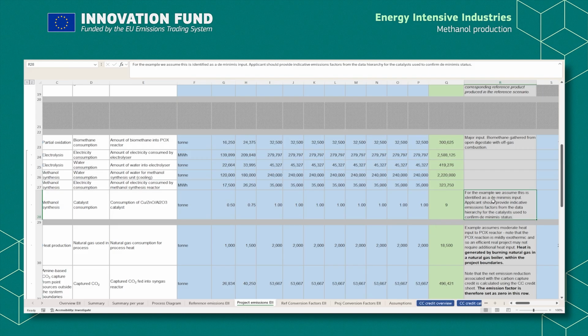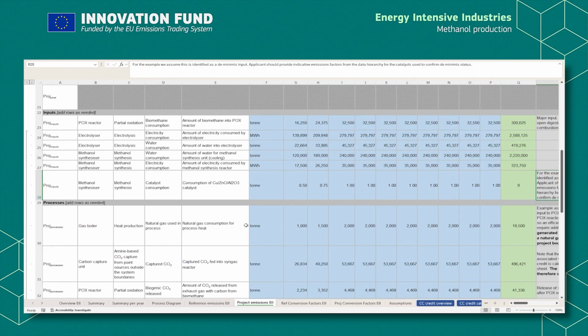Note that in a real application, you'll need to justify the decision to treat any input as de minimis, for example by referring to an emission factor in a literature source or by showing that it is reasonable to assume that emissions associated with a given input are below a certain level.